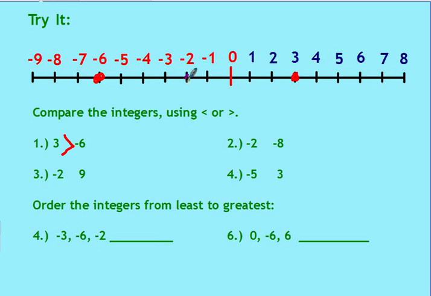-2 and a -8. Here's the -2, here's the -8. Remember, the one on the right will be the greater one. So -2 is greater than -8.